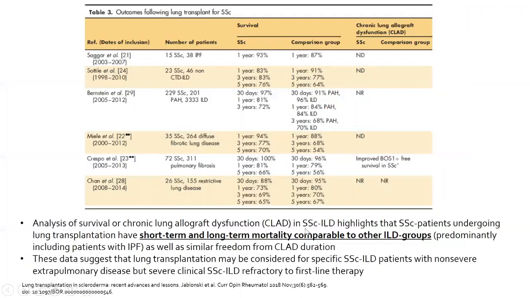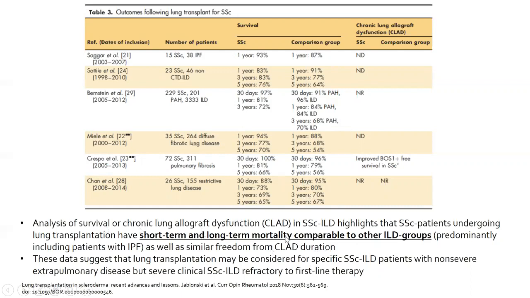This study was published in one of the rheumatology journals, looking at different centers, and they compared survival and CLAD rates, so the chronic lung allograft dysfunction rates, amongst patients who had lung transplant for scleroderma versus other lung diseases. So it can be IPF, PH, things like that. And what they saw was that the survival and CLAD rates are comparable. So short-term and long-term mortality are comparable to other ILD groups. So it is definitely a treatment option. It's not worse than other ILD.